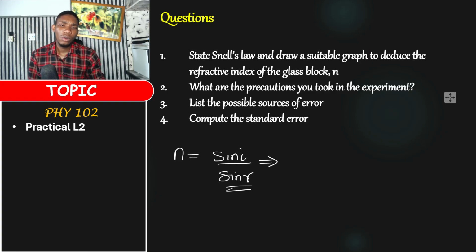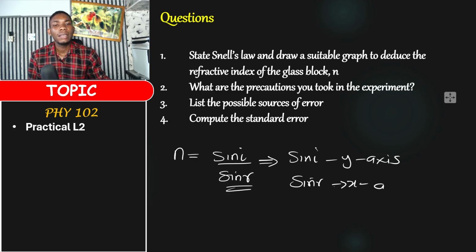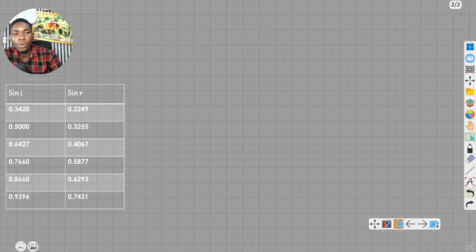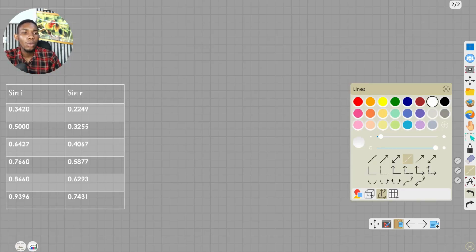So it means we are going to plot a graph of sine i on the y-axis and a graph of sine r on the x-axis. Alright, so that is the graph we are going to plot now, the graph of sine i against sine r. Now, how do we plot the graph?